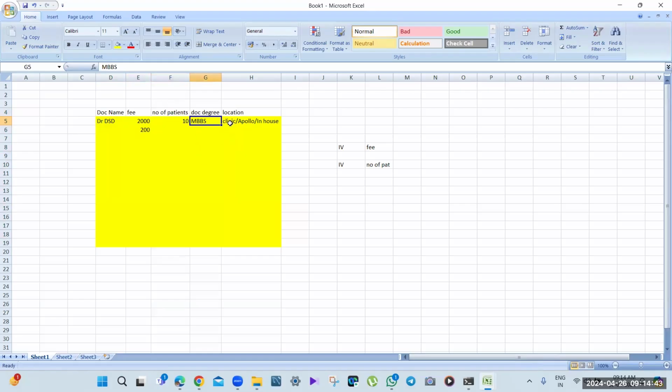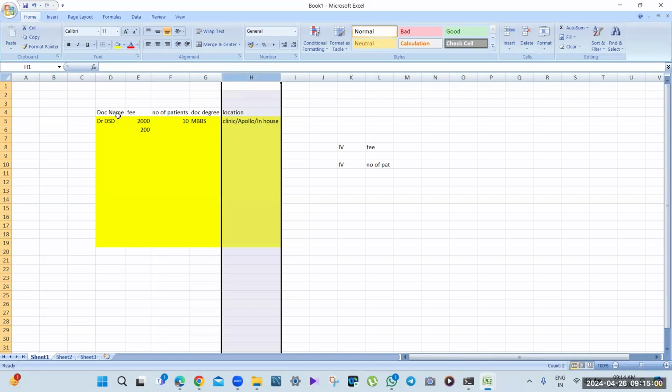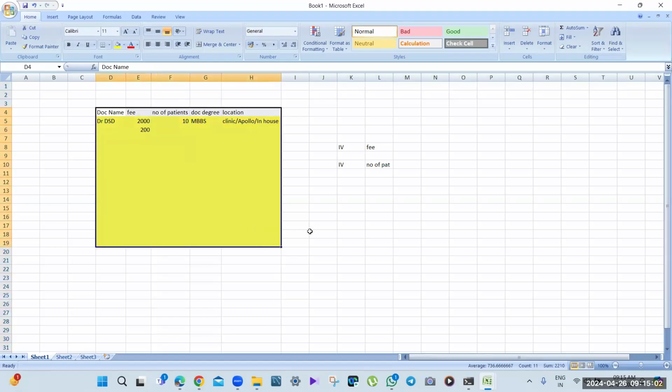We can probably make an estimate of what the location of that doctor could be, whether that doctor sits in a small clinic or a big hospital, or is more of a house surgeon. We can predict that. So if we consider this as my independent variable, then this whole thing becomes a classification problem, right?